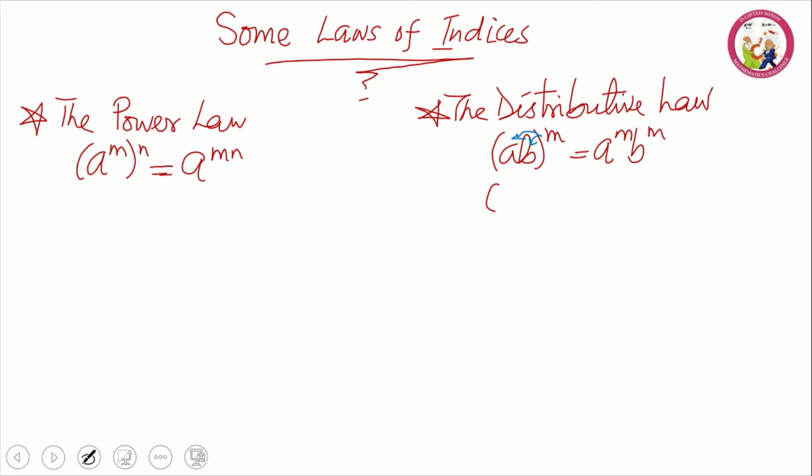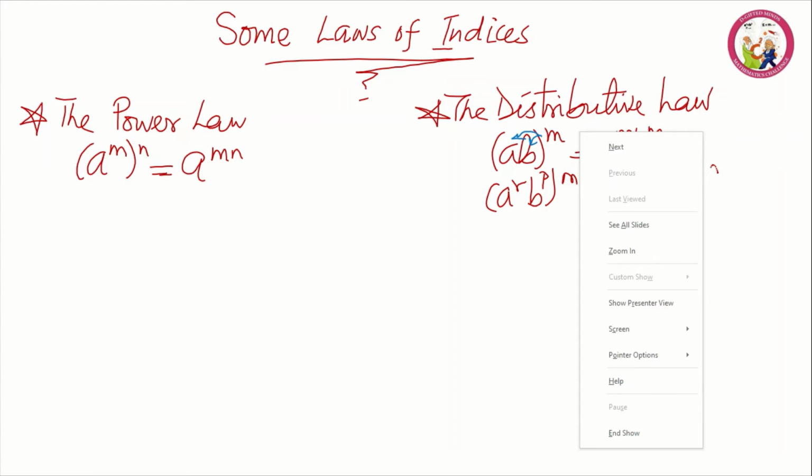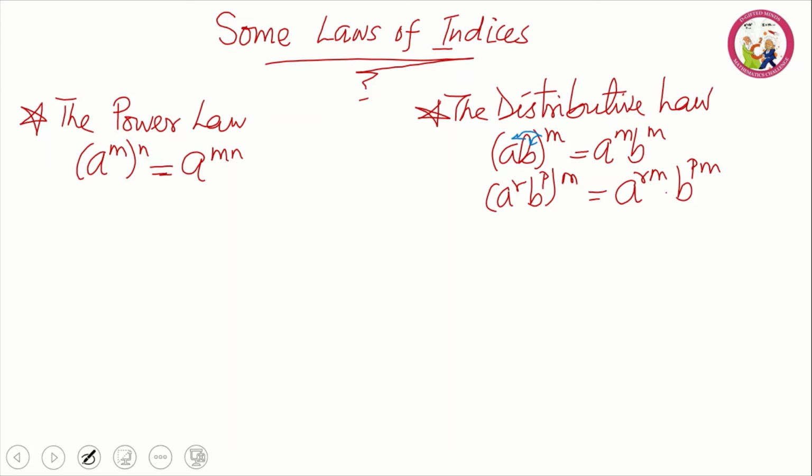Also, if a is raised to some power r and b is raised to some power p with the power m outside the bracket, you also distribute this power m so that your answer will be a to the power of rm times b to the power of pm. Don't forget, this is what is referred to as the power law of indices and the distributive law of indices. So why don't we see some application?